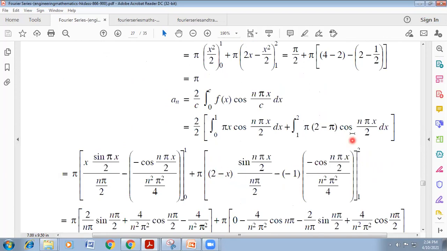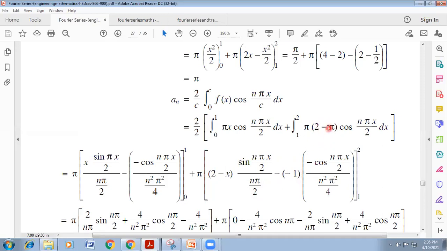So u into the integration of cos, what will it be? Sine. The integration of cos x will be sine x, dividing by the coefficient of x, which is pi by 2. Again, the differentiation of 2 minus x, and the integration of 2 minus x, what will it be? Minus x.